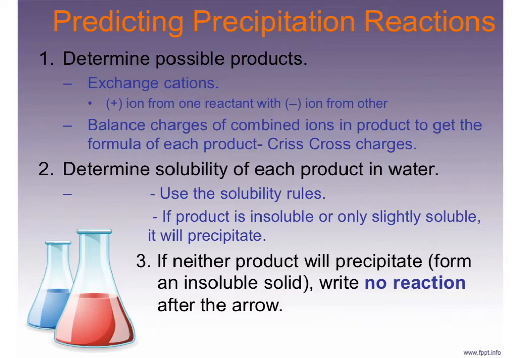So a summary of how you go about approaching these problems is, regardless of whether there's going to be a reaction, you want to predict what the possible products would be. So do your swap of ions, balance your charges by crisscrossing. Then, when you've gotten all the correct formulas, you want to determine whether anything in there is insoluble. If everything's soluble, then you simply write no reaction. You're done. So don't leave the possible products you came up with in step 1. You just put NR, no reaction.